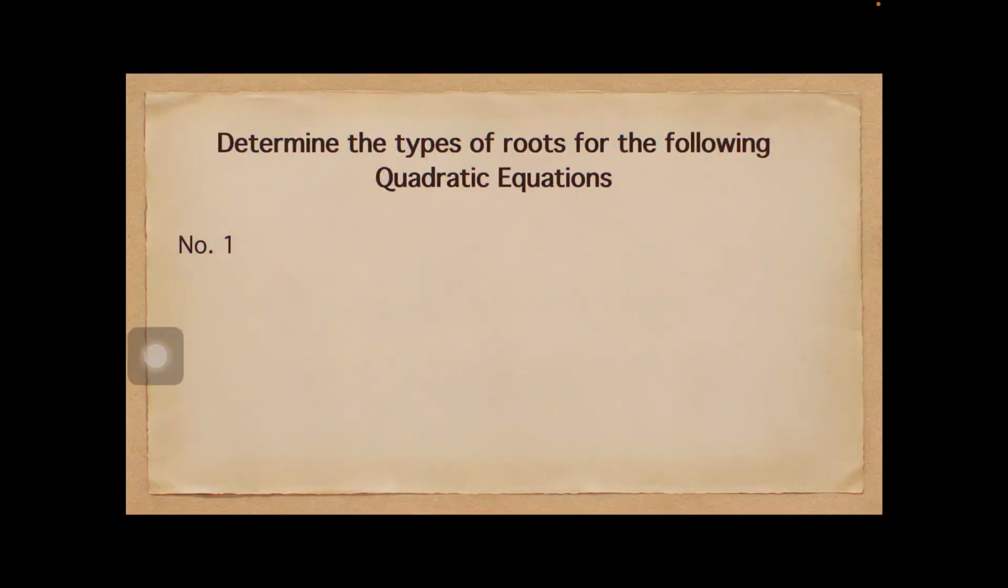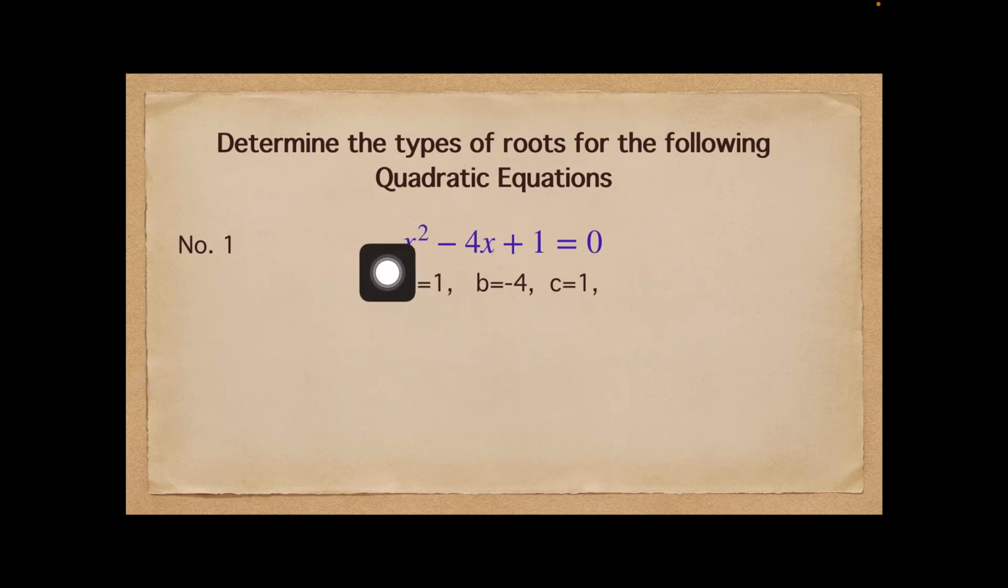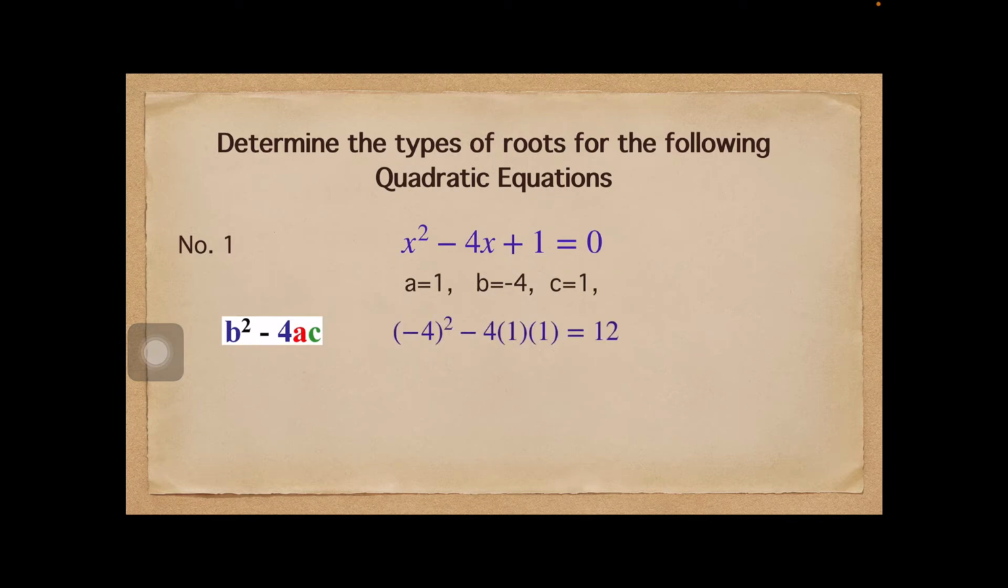Okay, let's determine the types of roots for the following quadratic equations. Number 1, you are given x squared minus 4x plus 1 equals 0. First we identify the a, b, and c. So a, the coefficient of x squared, is 1, b is negative 4, and c is positive 1. And then we substitute the values into the discriminant and calculate, we get the value of 12. Therefore, 12 is greater than 0, so there are two different roots.